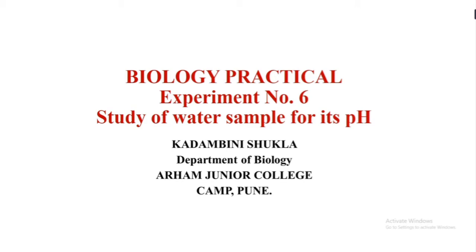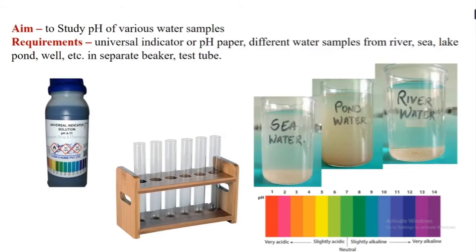If you remember the previous experiment, experiment number 5, there we studied different types of soil using different soil samples. And here we are using different water samples and checking its pH. So without wasting any time, let us quickly get on to this experiment. Now the aim of this experiment is to study the pH of various water samples.